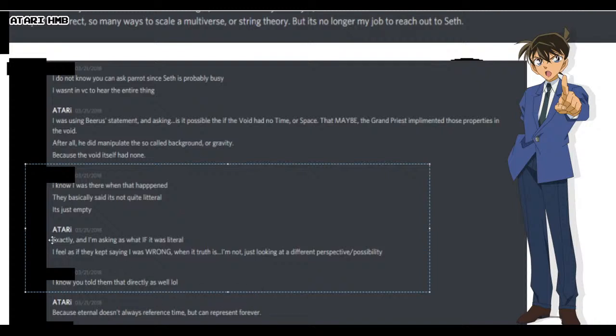I'm going to read it one more time. Exactly. I'm asking, what if it was literal? I feel as if they kept saying I was wrong when the truth is, my spelling is terrible. When the truth is, I'm not. Just looking at a different perspective or possibility. He said, I know. You told them that directly as well, LOL. Because he was in the voice chat. He wasn't in the whole voice chat, but he was still there.